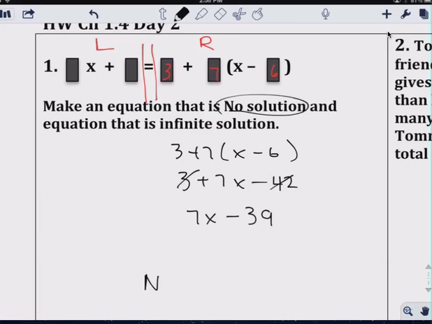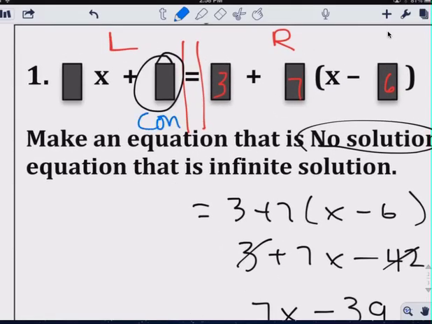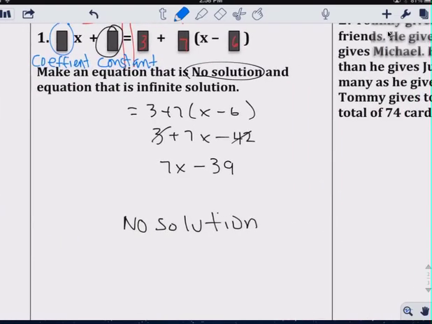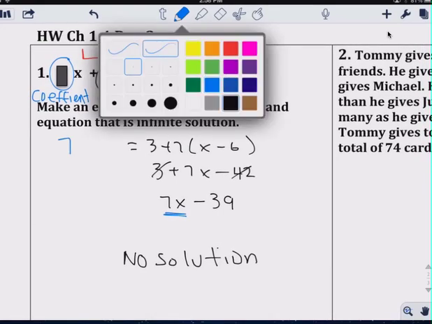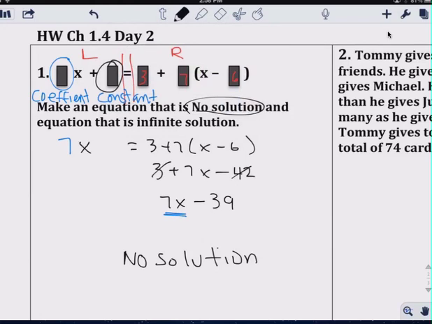So I'm going to put here no solution. What's nice about no solution is it doesn't matter what the constant is. On your test, you need to remember that this is called a constant, the one without a variable, and that the coefficient here, the one next to the variable, has to be the same. So in this case, the coefficient has to be 7x, 7 with that variable x. I don't care really about the constant with no solution. It can be anything I want.